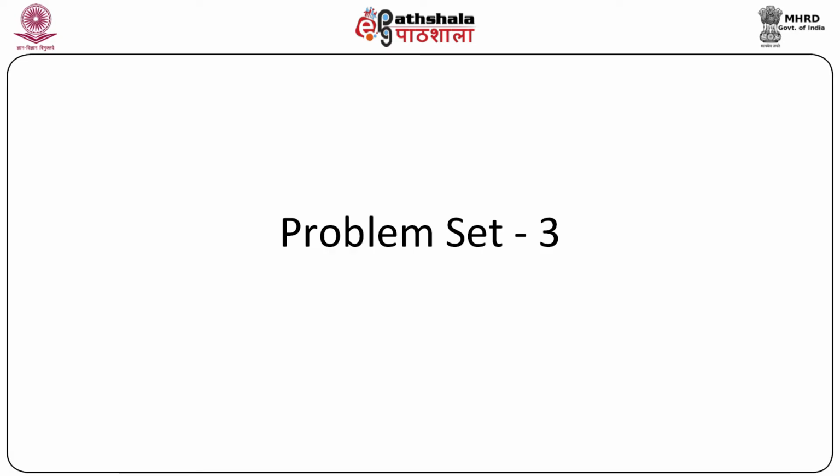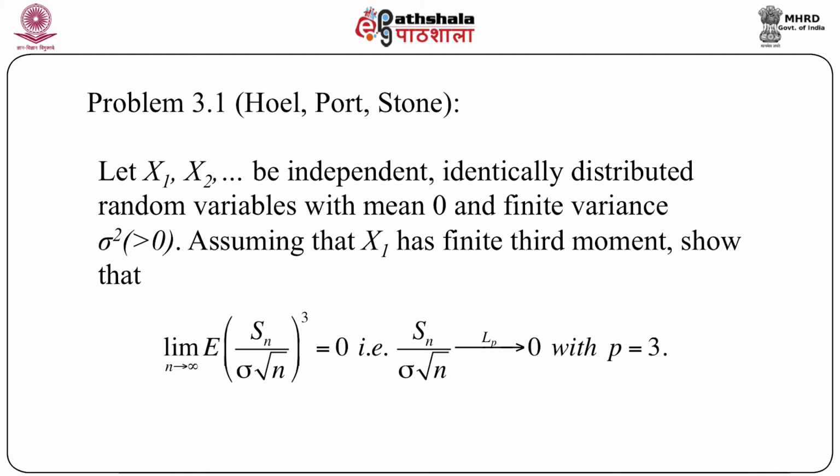Today we will discuss a few problems mostly on the law of large numbers, maybe the central limit theorem and so on. Let's start with a very simple problem, but very interesting. This problem is due to Hoel-Port-Stone, from the book by Hoel-Port-Stone. So it says that suppose x1, x2 and so on are independently and identically distributed random variables with mean 0 and finite variance sigma squared. Sigma squared of course is greater than 0.